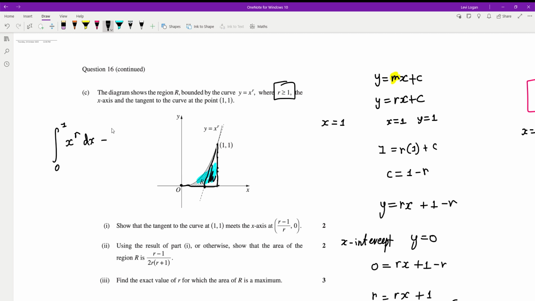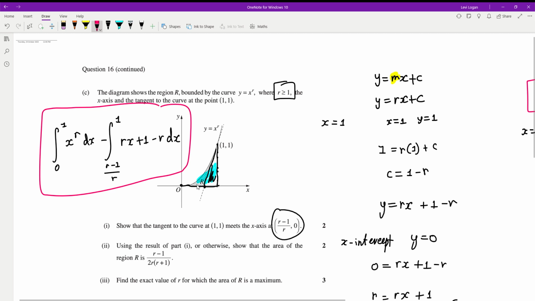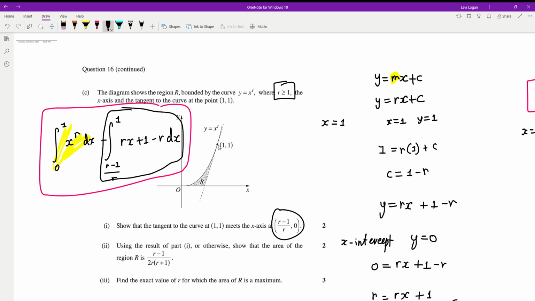So that would be the integral from whatever the x value is, which we worked out was this corner here, so this would be r minus 1 on r, to 1 of our tangent line here, which is rx plus 1 minus r dx. If you were to calculate this, this would give you the region R here. However, there's actually an easier way to calculate it rather than using the integrals. Now we'll still keep the first integral because that's still relevant, but this particular integral here just corresponds with this area of this triangle here.